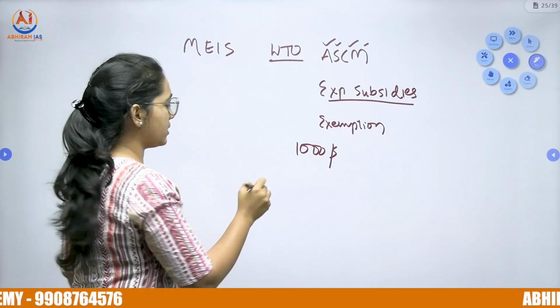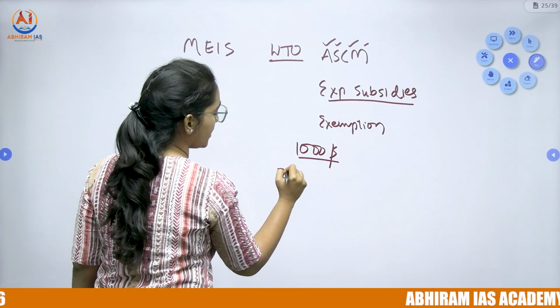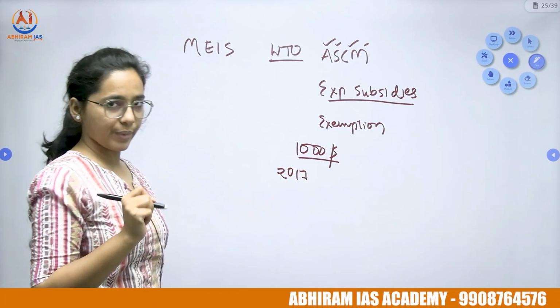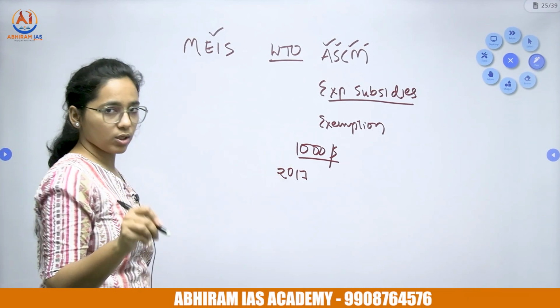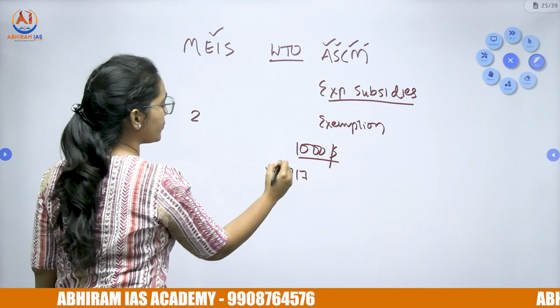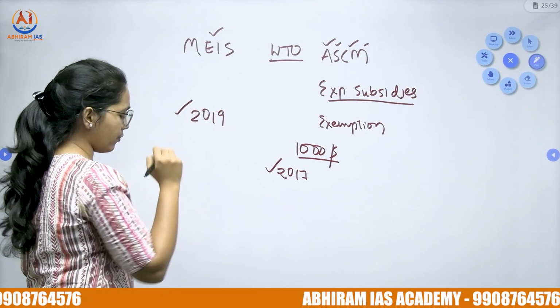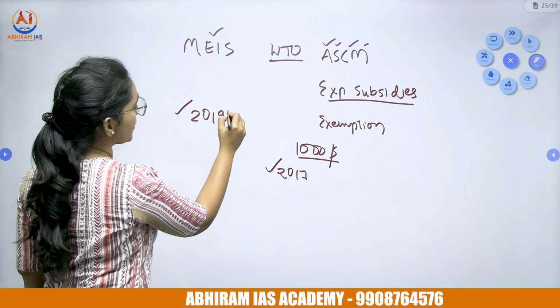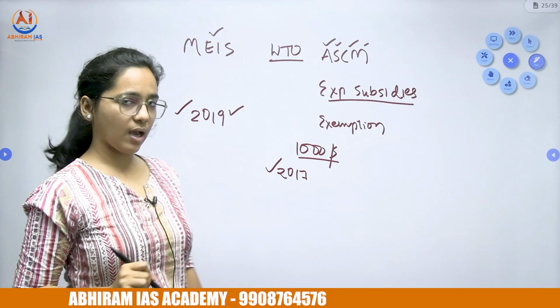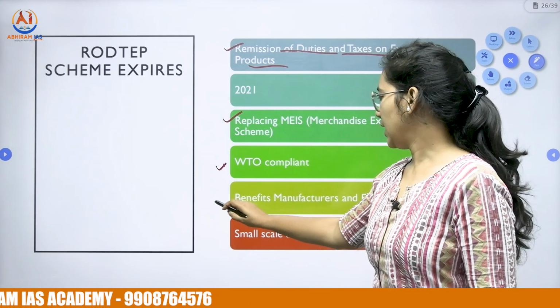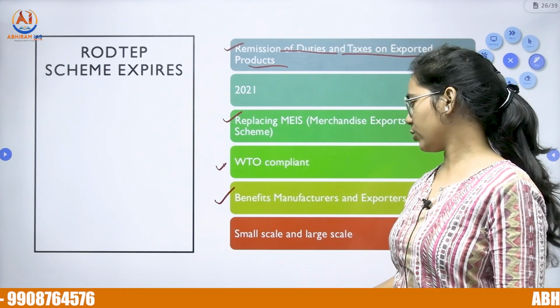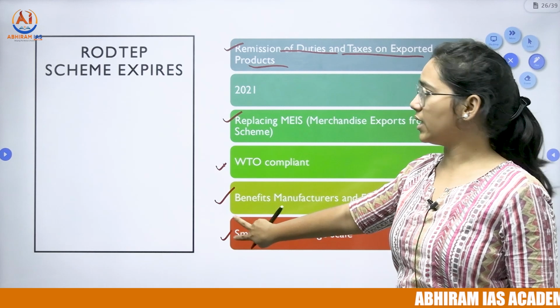But India crossed this threshold in 2017. So the US lodged a complaint at the WTO. So it also won the case in 2017. So we have come up with RODTEP, the Remission of Duties and Taxes on Exports, in 2019. So that's why we have replaced this. It will benefit both the manufacturers and exporters, and both small-scale and large-scale exporters.